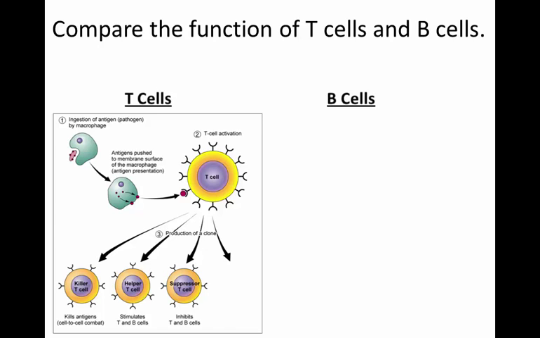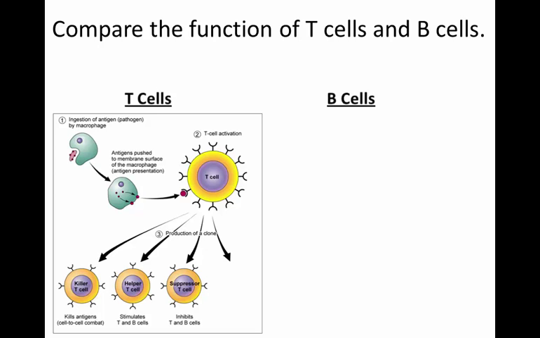Suppressor T cells inhibit T cells and B cells. So the suppressor T cells are involved when the attack is over. When the pathogen has been successfully removed from the body, the suppressor T cells go around to the T cells and B cells involved in that immune reaction and tell them to stop attacking.